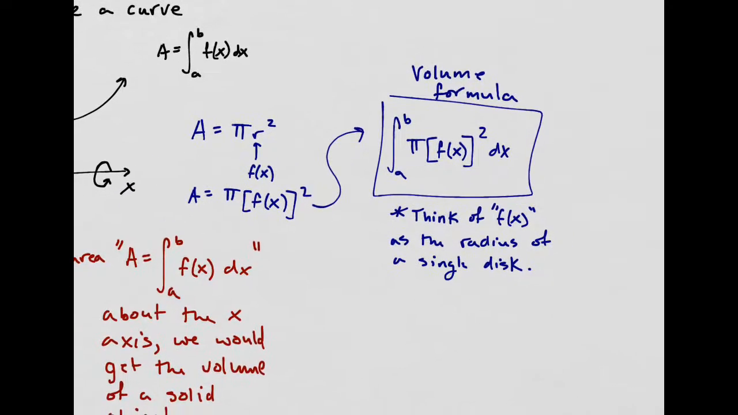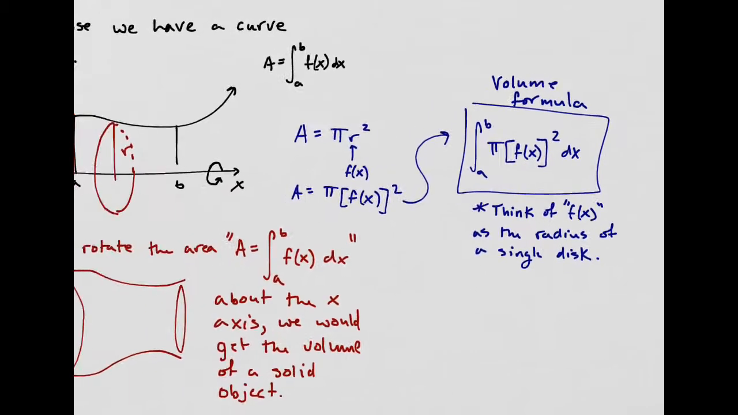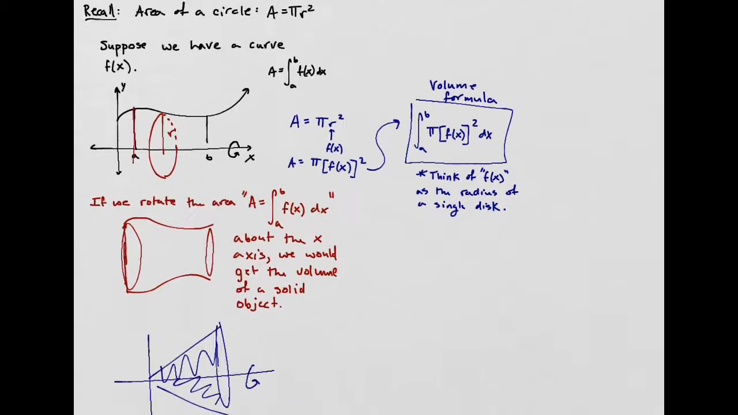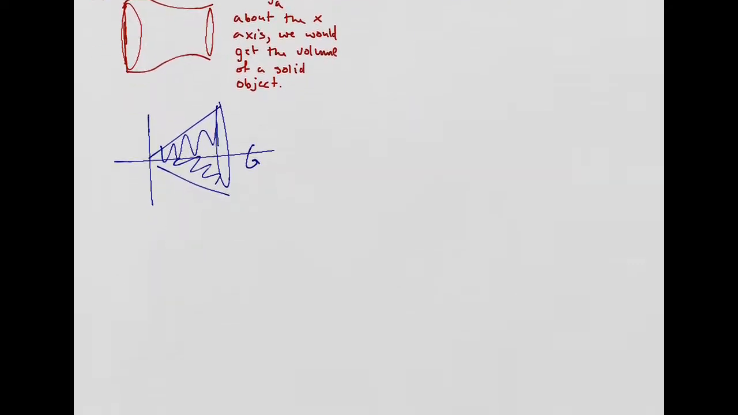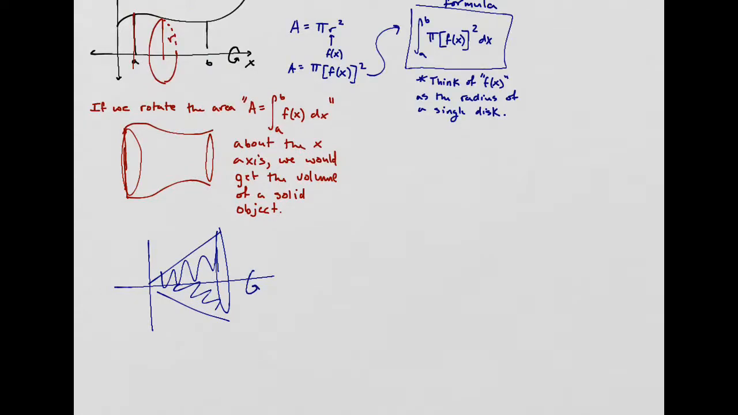And the way I think about it is f of x is the radius of one single disk. It helps me remember the formula. If I draw a disk like that, then I know that the formula would be pi r squared, because that's for the circle, and then I integrate it to get the volume. So that's what we have. There we go. Let's look at an example in this one. Maybe I'll do examples in a different video.